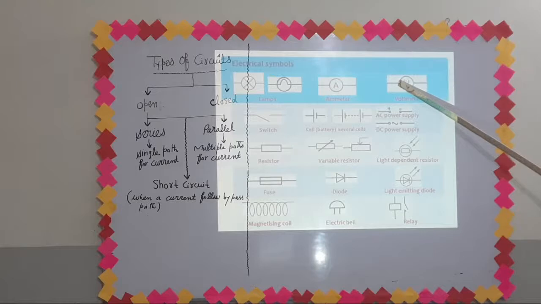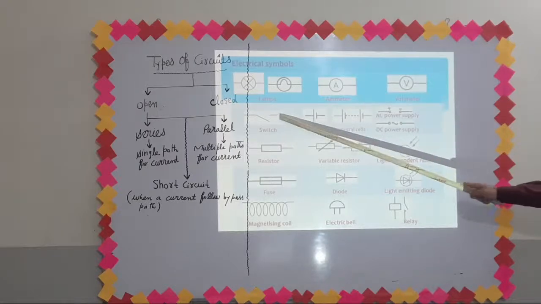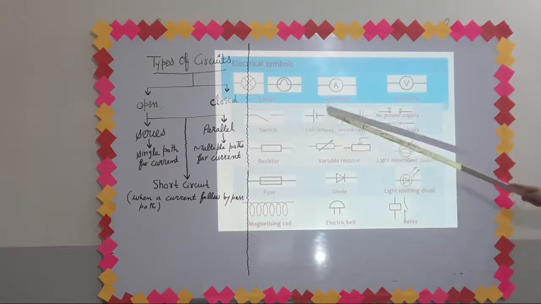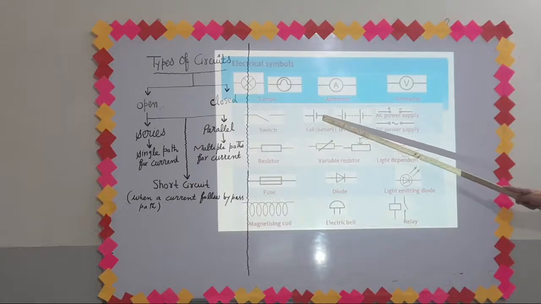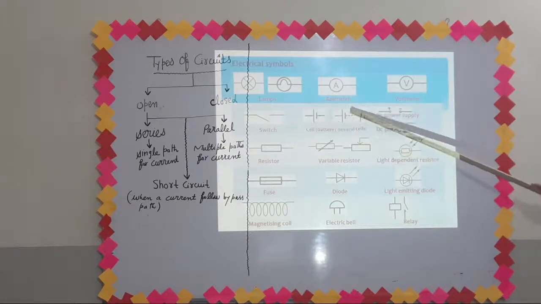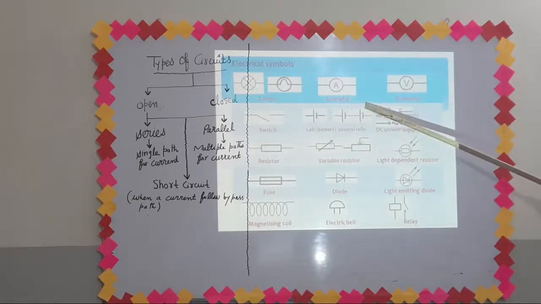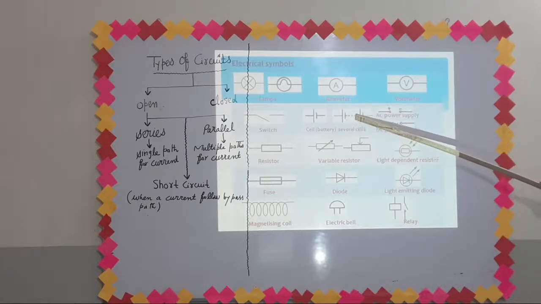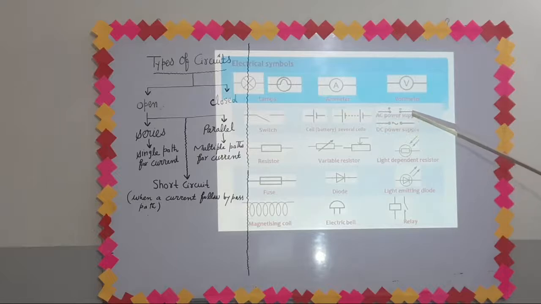This is the symbol of a voltmeter. Voltmeter is used to measure potential difference. And this is the symbol of a switch. This is the symbol of a cell. When two or more cells combine together, they form a battery. This is the symbol of a battery. And this is the symbol of an AC power supply.